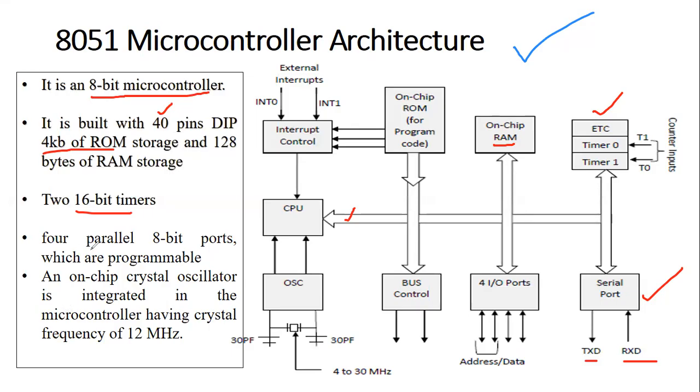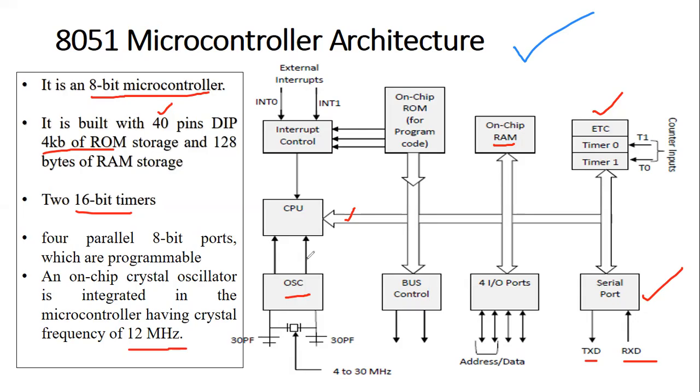Now next, there are 4 8-bit ports which are programmable. Besides all these, here you can see OSC. What is this OSC? This is the on-chip oscillator. OSC is a short form of oscillator. So 8051 has an on-chip crystal oscillator having a crystal frequency of 12 megahertz.